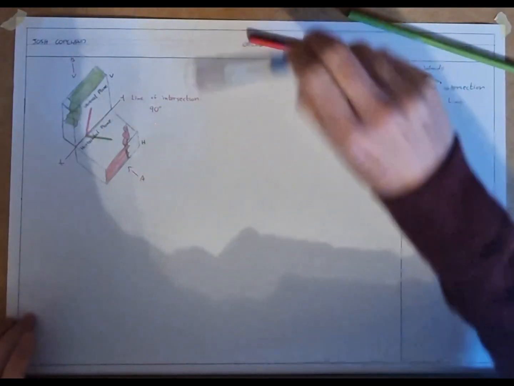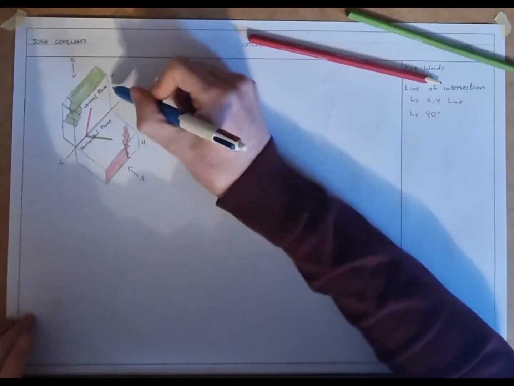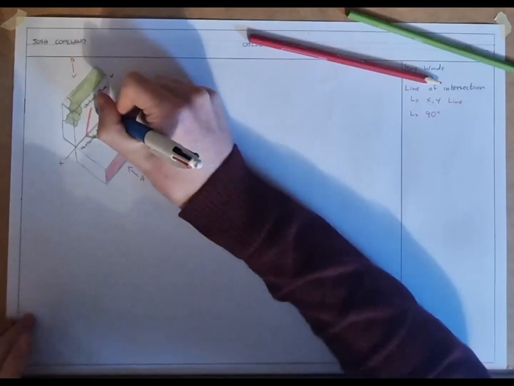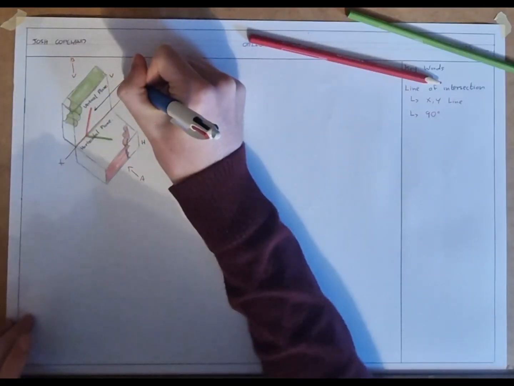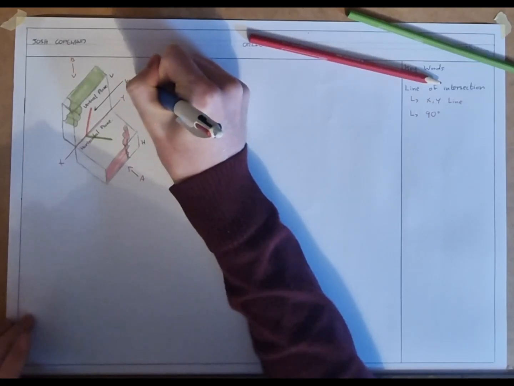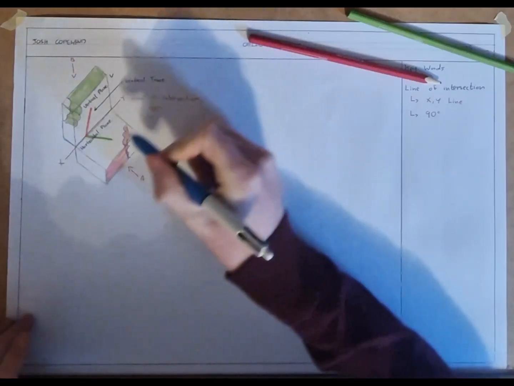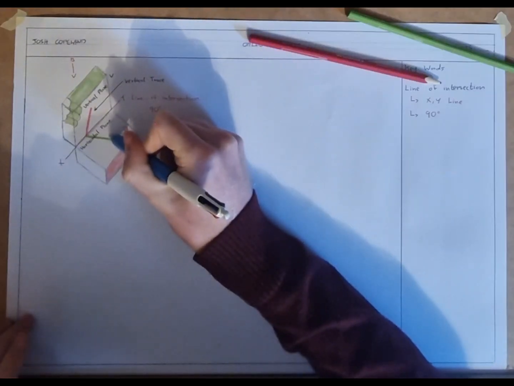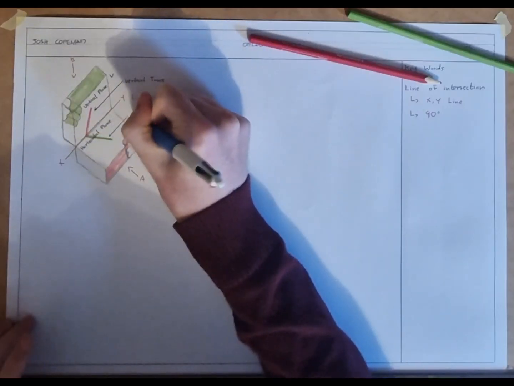So what we're going to do is we're going to label this. This here is our vertical trace. So I'm going to point an arrow, bring it out over here. This is our vertical trace. And again, I'm going to point an arrow, bring it out, and this is our horizontal trace.